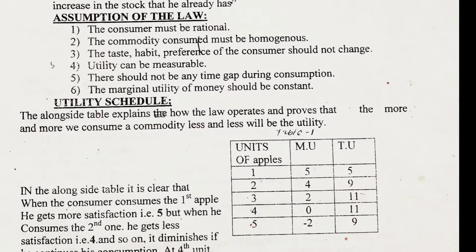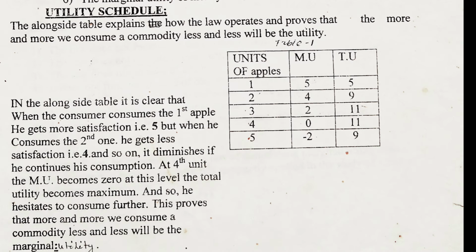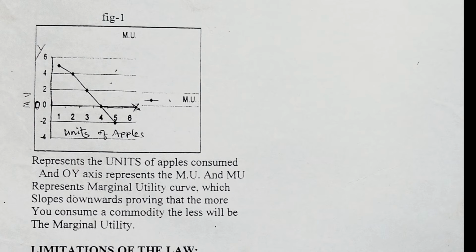Similarly, next go for the table. In the table you describe how the more and more one consumes, the less and less becomes the marginal utility. Now see, the same thing you can explain with the help of a schedule or table. In the table you have to take the units of apple, then marginal utility and total utility. Then on the basis of cumulative frequency you have to determine the TU from MU, and you have to explain how MU diminishes.